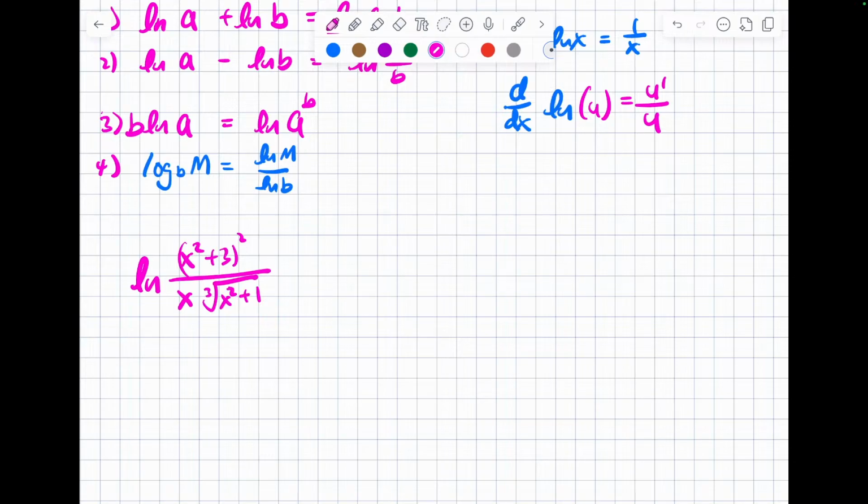Is the numerator squared? Squared plus 3 squared. So I want you to explain the multiple log.